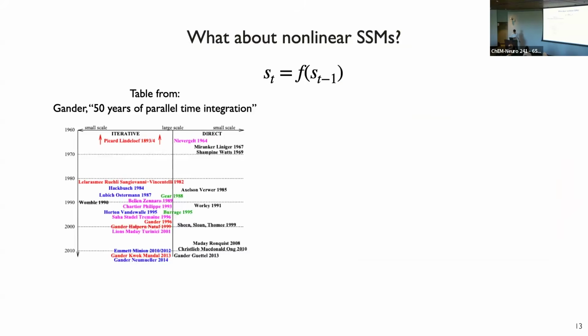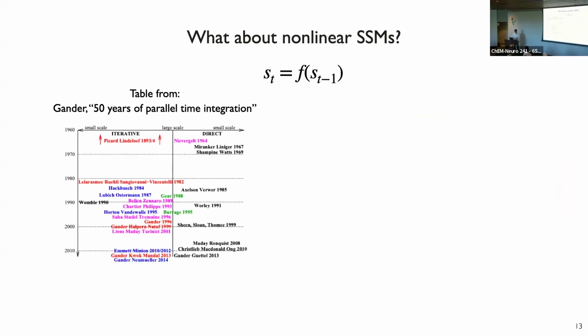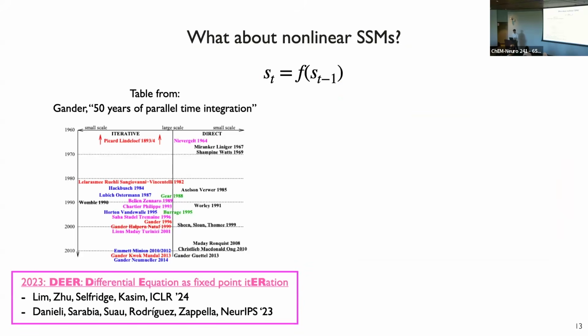So it turns out people have been working on this for quite a long time. There had been 50 years of work on this in the applied mathematics literature. But it really only got noticed around 2023 in the machine learning context, with this really wonderful algorithm, jointly discovered by Lim et al. and Danieli et al. They call this algorithm DEER, differential equation as fixed point iteration. The basic idea of DEER is to parallelize nonlinear SSMs. That's the goal. This thing that was believed to be impossible to parallelize, DEER will parallelize.